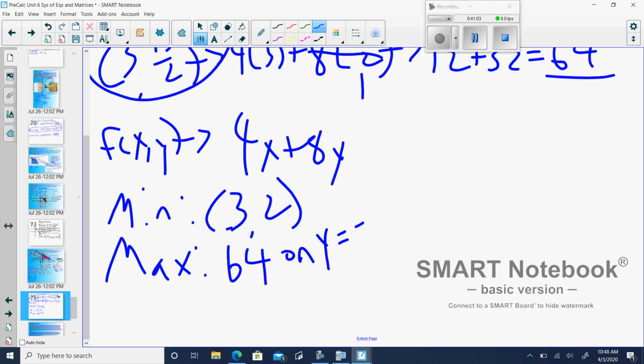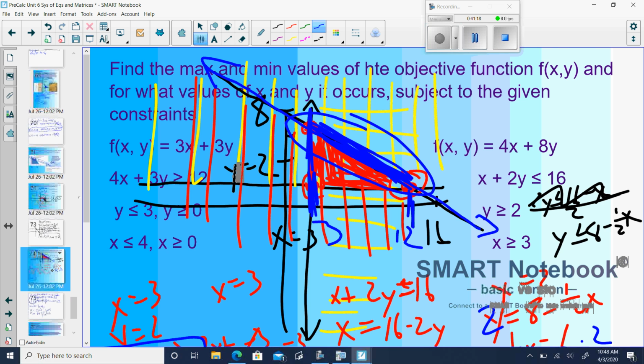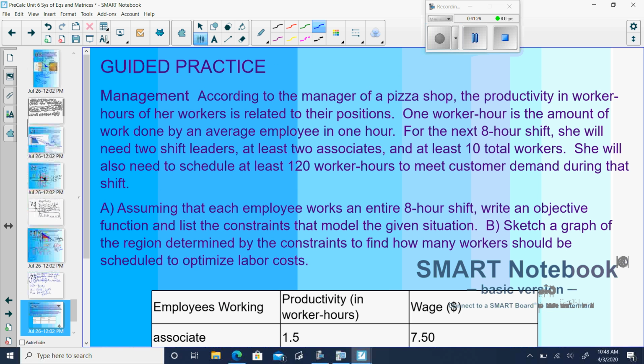Right, so we have a max on y equals -1/2 x plus 8 for every value of x between 3 and 12. That's what it means right there. So we have that minimum at (3, 2), and we have our max of 64 at every single one of these points when x is between 3 and 12. That's what it means. Okay.